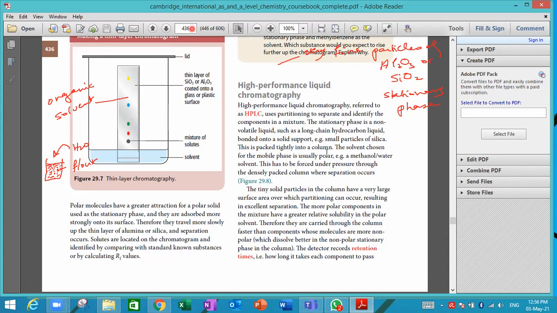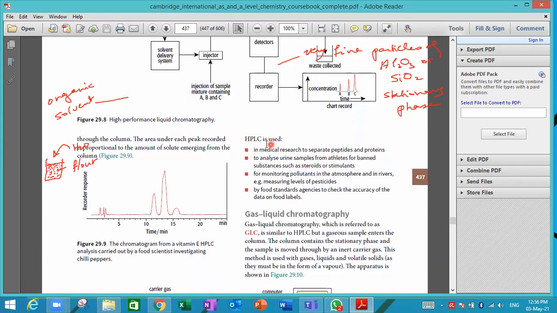Yes, okay. Now, where do we use HPLC? When do we use it? We use it in medical research to separate peptides and proteins. We use it to analyze samples of urine for athletes if they are taking something that is not legal to take before they do their competitions. So they take a sample of urine from these athletes and they analyze it using the HPLC to detect whether the urine contains any compound that is illegal to be used in their competitions.